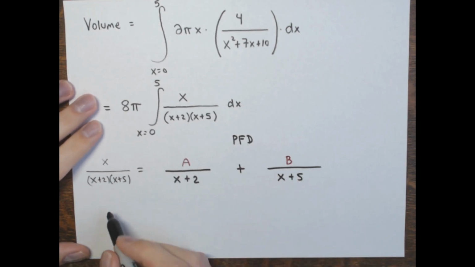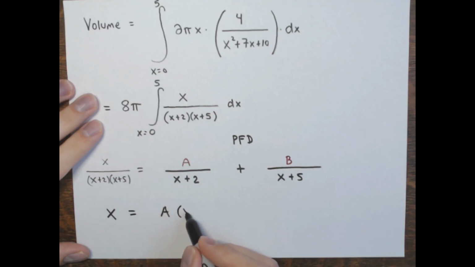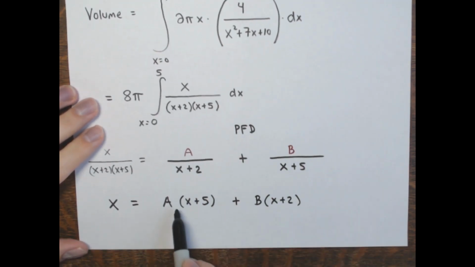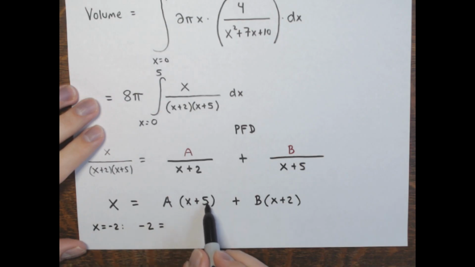I'm going to multiply through by the denominator. We have x over here, a times x plus 5 for the first fraction, right? The x plus 2's would cancel, plus, and then b times x plus 2 for the second one, right? The x plus 5's would cancel. Now, if I want to find a, right, we need x to be -2. Now, if x is -2, you know, the left side would be -2, and then -2 plus 5 is +3. We'd have 3a. All right, so the value of a would be -2/3.